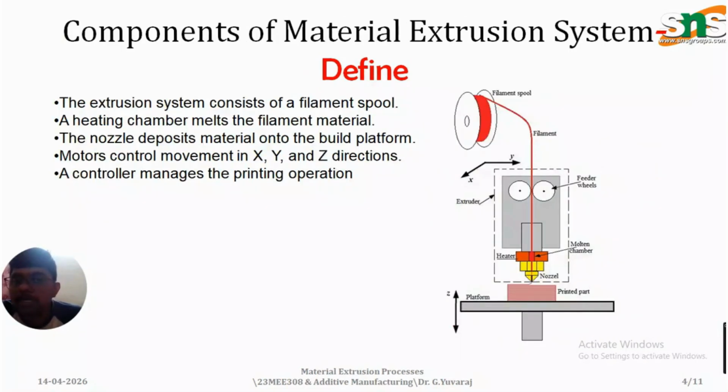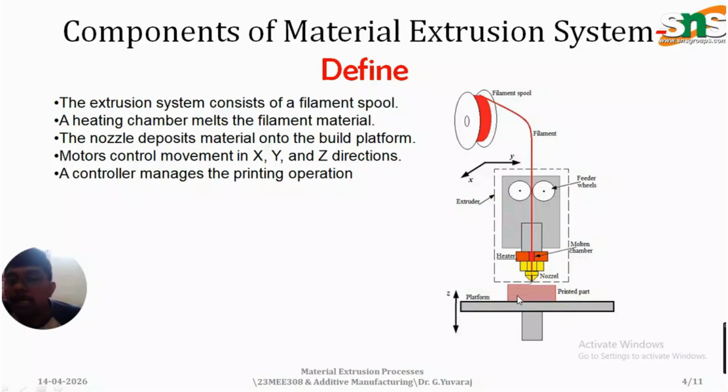The major components used in the material extrusion system: the first is the filament spool, then the filament feeding, and the feeder wheels. By using the feeder wheels, the filament moves from the top to the bottom, and the molten chamber acts as a heater. By using the heat, the filament gets melted. That filament is deposited layer by layer to form the printed part.